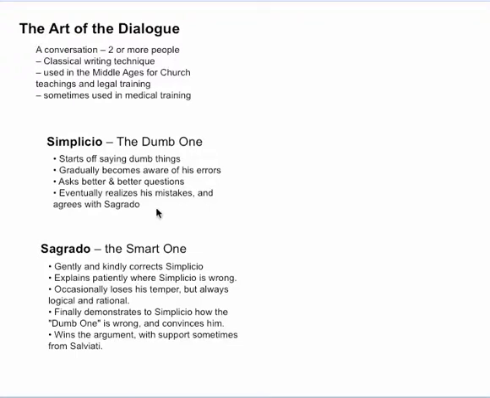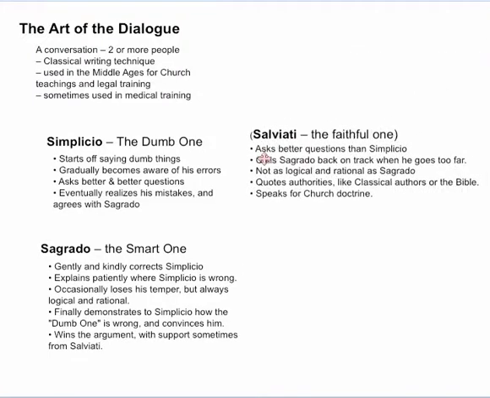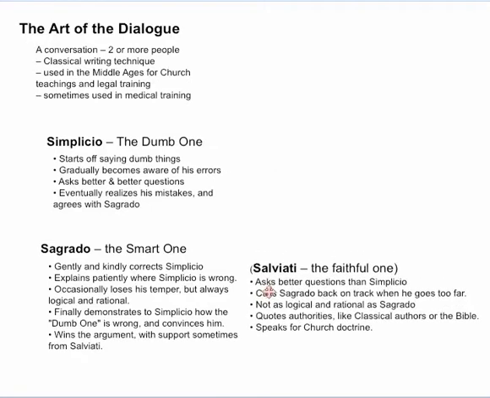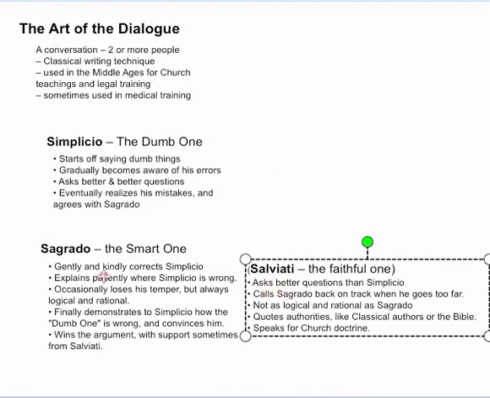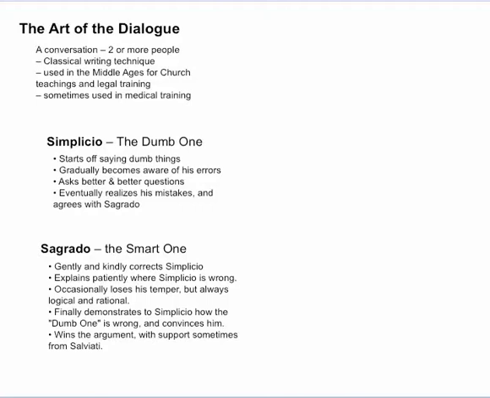And we introduced the idea of two characters, Simplicio, the dumb one, who starts off saying dumb things but gradually becomes aware of his errors and who is brought out of error into a state of greater awareness, and Sagrado, the smart one, who very gently and kindly corrects and explains things to Simplicio in such a way that he understands. We also briefly discussed the idea of Salviati, the faithful one who speaks specifically for church doctrine and helps Sagrado convince Simplicio of the truth of Sagrado's words. But you don't have to include Salviati if you don't want to.